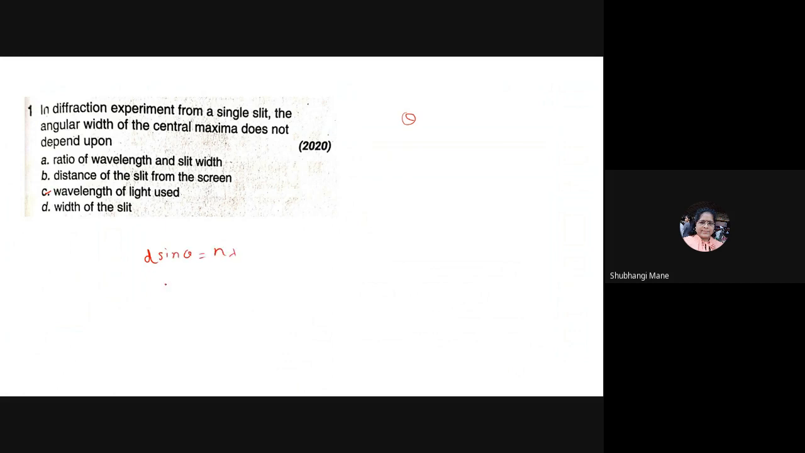So here theta equals n lambda upon d, because if theta is very small, sin theta is considered as theta. This is the angular width, which depends on the theta value, because on the screen we get the central point O, and this is the first point, and this distance is y. That is the angular width, and this angular width depends on the angle of diffraction. Okay, so let us revise the things.